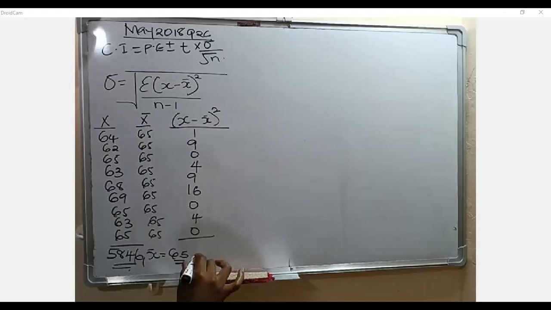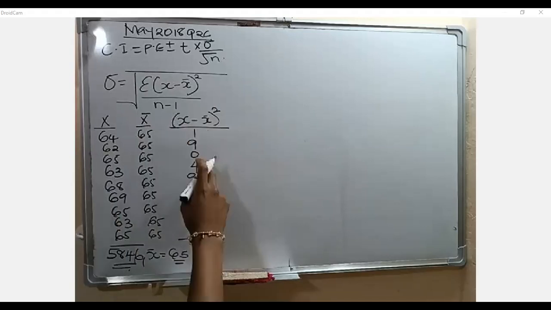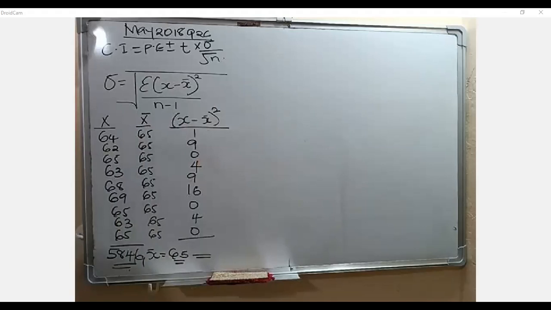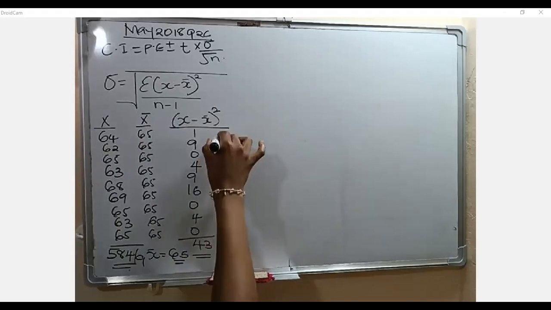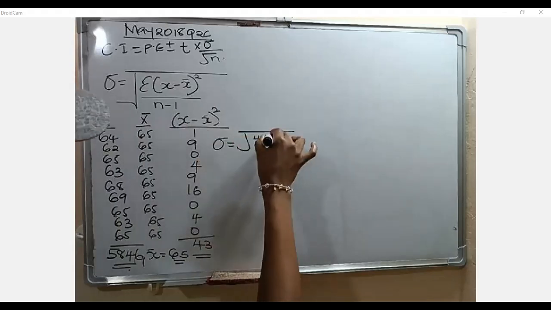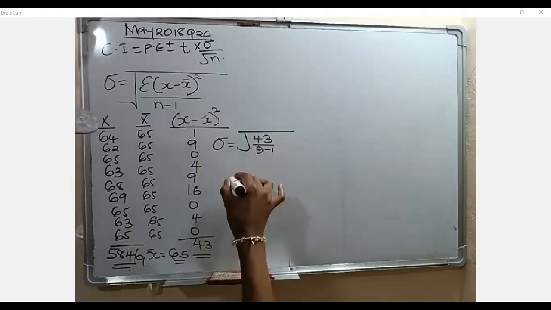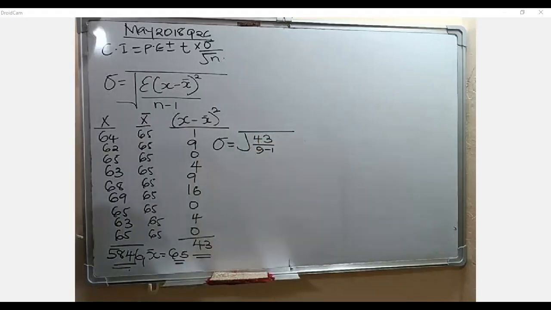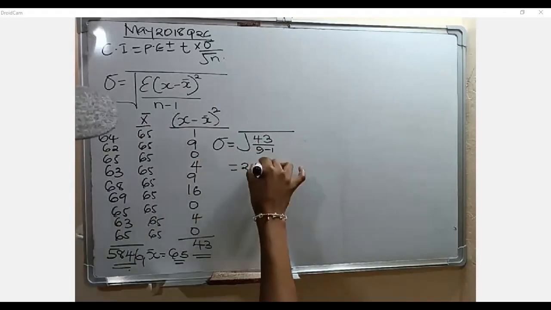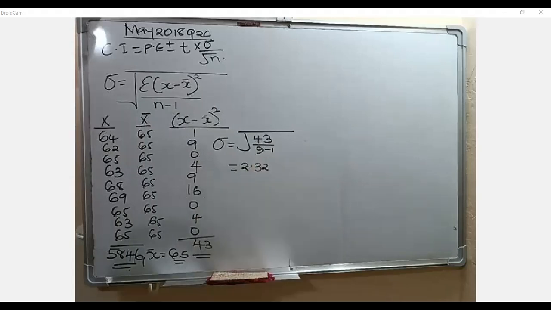How much am I getting here? So 10. 10 plus 4, 14. 14 plus 9, plus 16, plus 4. I'm getting around 43. So let me get my standard deviation by taking the root of 43 divided by 9 minus 1. So it means it is divided by 8. The root of my answer will be equivalent to 2.32. That is my standard deviation, 2.32.